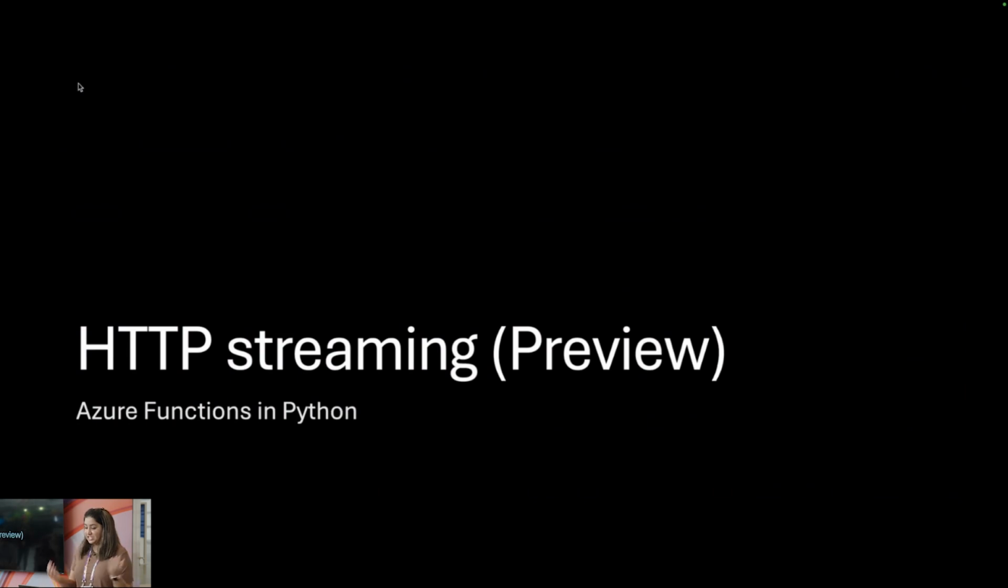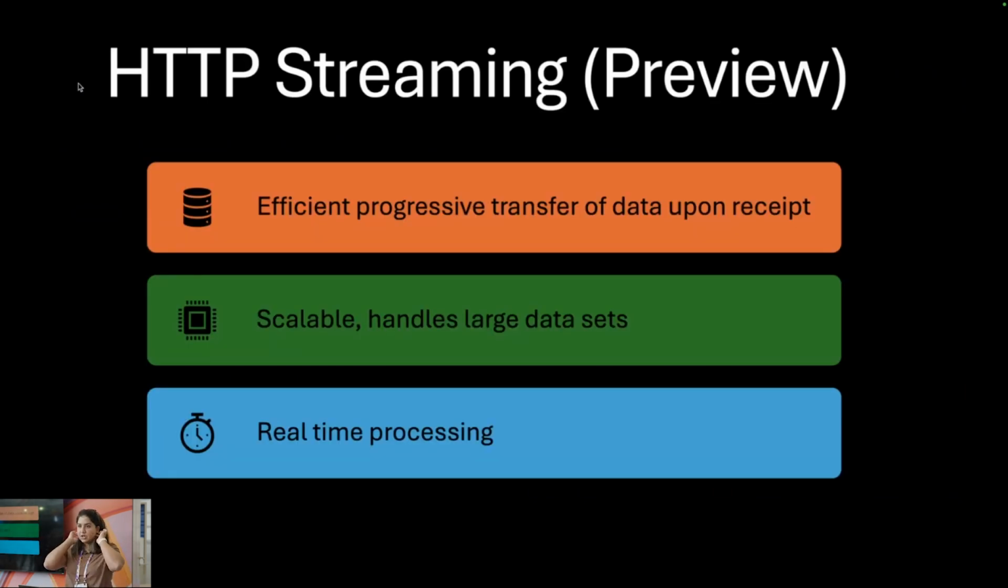So HTTP streaming support will now be in preview for Azure Functions. HTTP streaming is basically that mechanism of transferring data over HTTP as efficiently as possible, so that's what this feature will offer. It's going to let you process that data as soon as you receive it. That's going to make a really big difference if you have a scenario that uses real-time streaming or something of that matter.